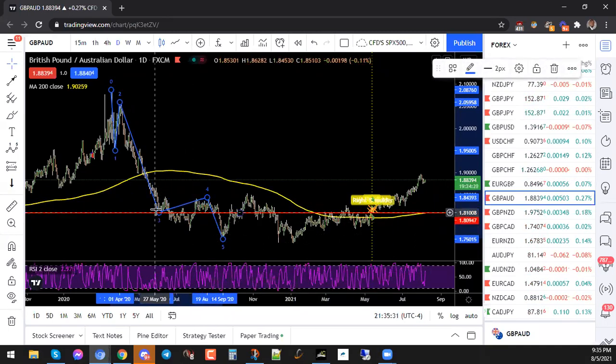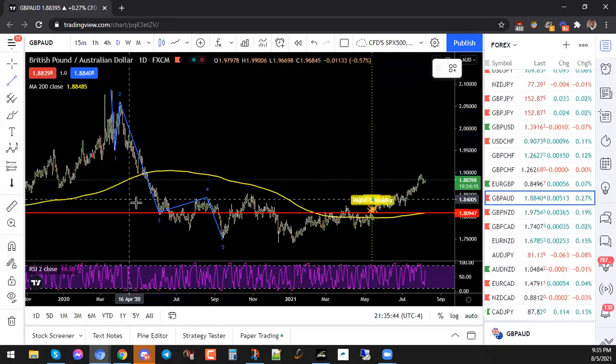This might potentially be 3 over here. Right, so you get W, X, Y, X, Z, and we fall. So this is all a big corrective formation. Right, if you look at it carefully, you can see by just looking at the highs.